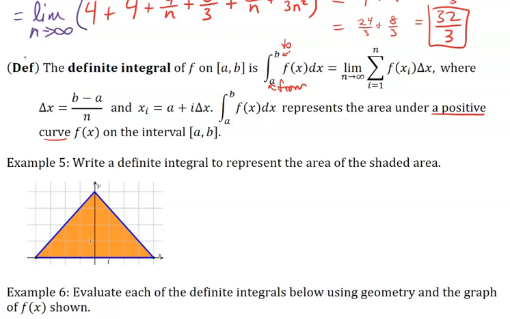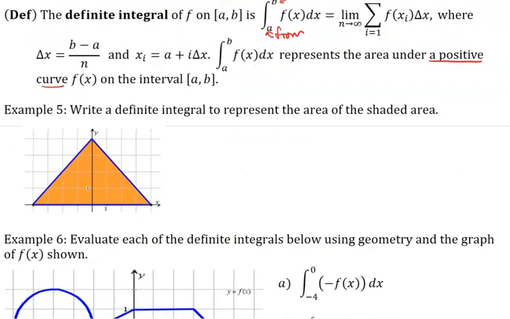So let's look at this example. It says write a definite integral to represent the area of the shaded region, so we don't use the word area twice. We can do this a couple of different ways. We do need some kind of equation to represent this. We can do it as one function. This function appears to be a vertical flip of the absolute value of x shifted up 4. So we could say f of x equals 4 minus the absolute value of x, and then we could integrate it.